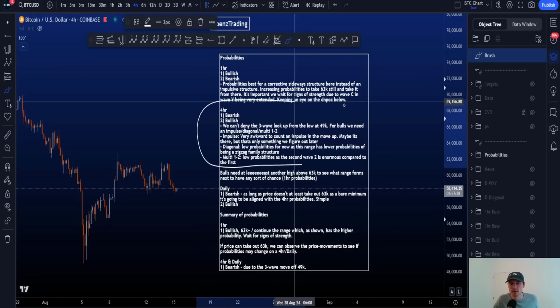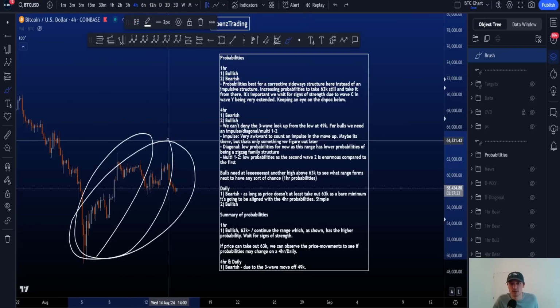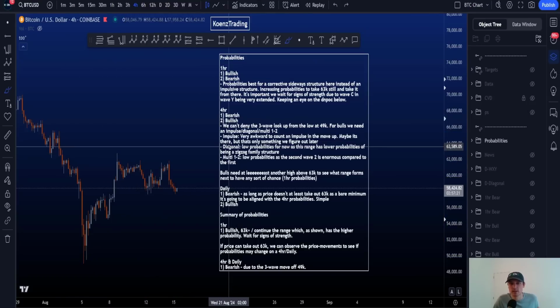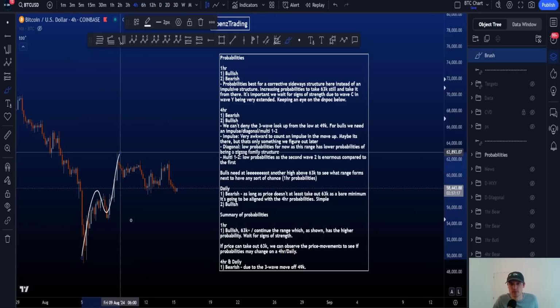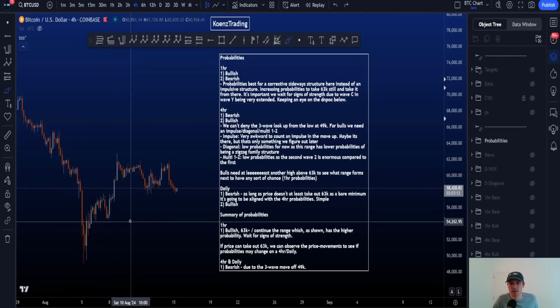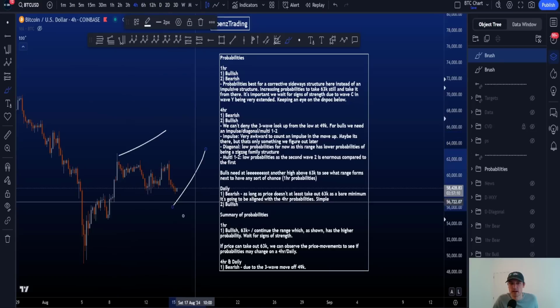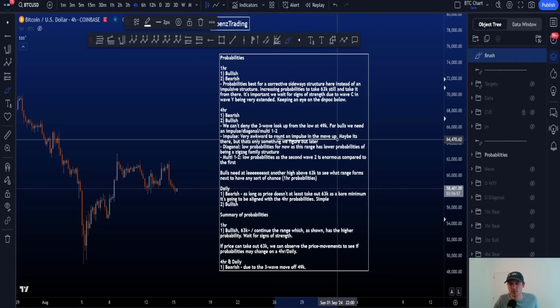On the 4-hour time frame, the probabilities at the moment are highest for the bears compared to the bulls. We can't deny the 3-wave look up from the low at 49k, this move to the upside over here. For the bulls, we need to count this move to the upside as an impulse or look for a bigger diagonal or a multi 1-2. But as explained, an impulse does look very awkward. There is at least the opportunity to count it impulsive, but it looks more awkward than an ABC to the upside. So it is very awkward to count an impulse in the move up.